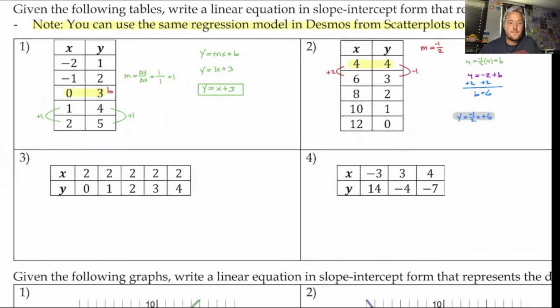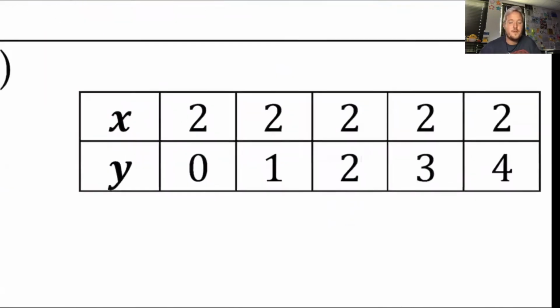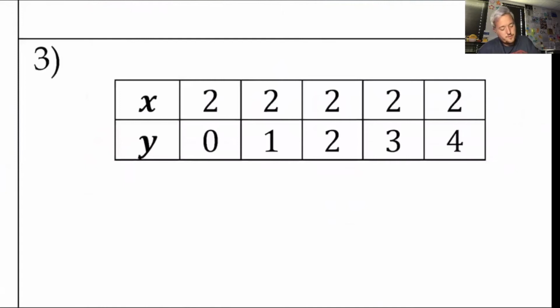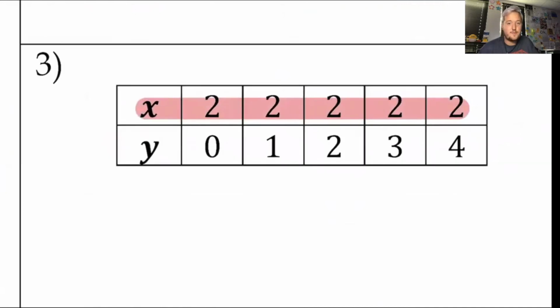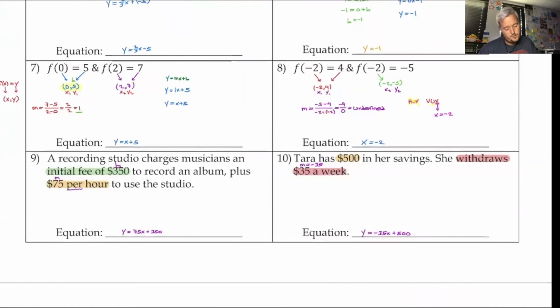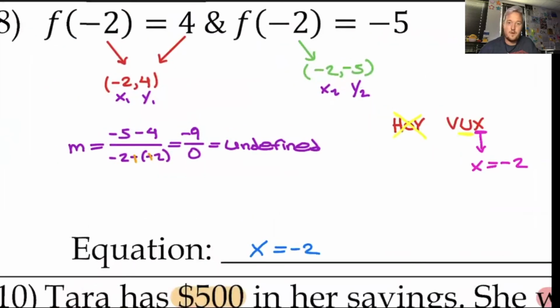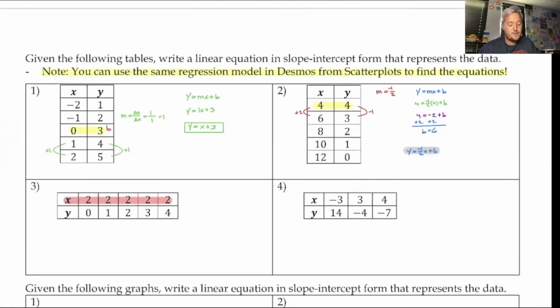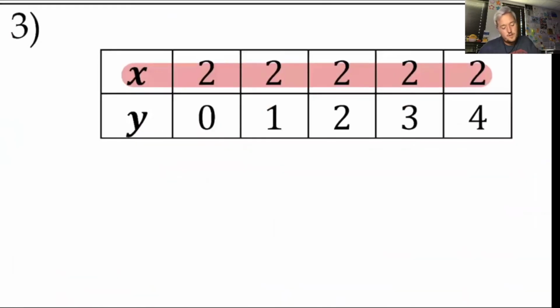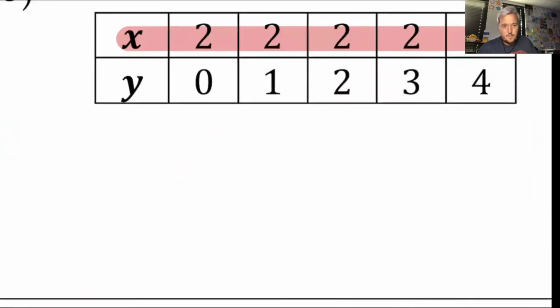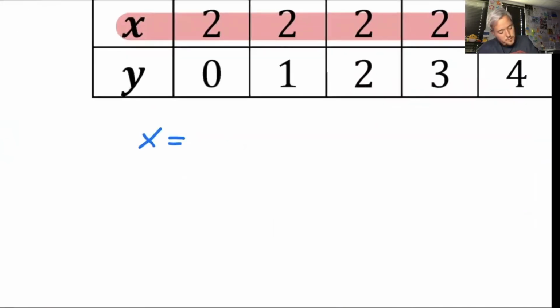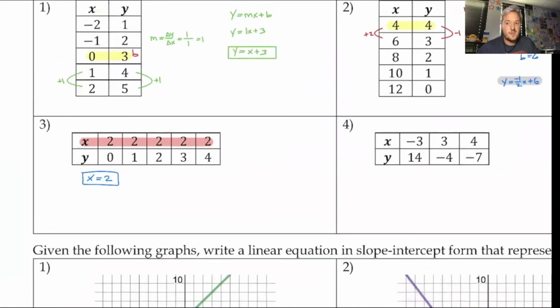All right. Now look at number 3. If you notice with number 3, all the x values are the exact same. This is a similar indicator to a horizontal or vertical line problem. Whenever the x or the y values are repeatedly the exact same, that tells you it's going to be that kind of problem. Because the x value is the exact same, that means it's a vertical line. So my equation here is just going to be x equals 2. You don't even have to do anything after that.